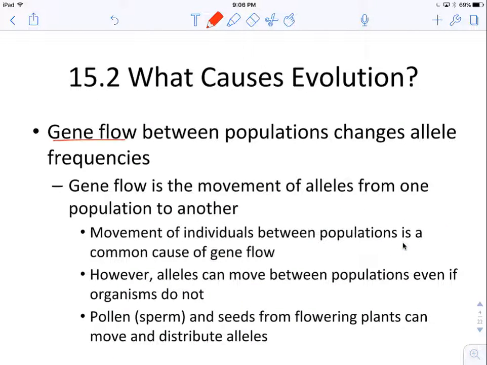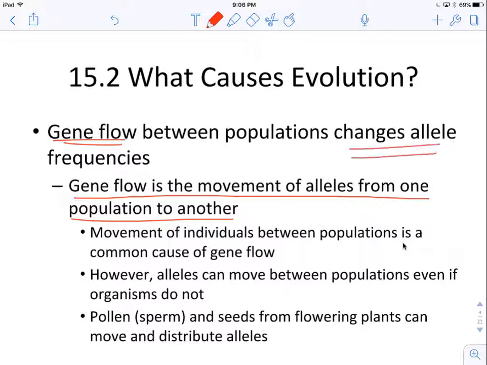The second thing we're going to look at is gene flow. Gene flow, think about flowing, things flowing back and forth, moving water. So gene flow is the movement of alleles from one population to another. Because you are moving alleles in and out of populations, this changes my allele frequency and therefore causes evolution. Movement of individuals between populations is a common cause of gene flow.